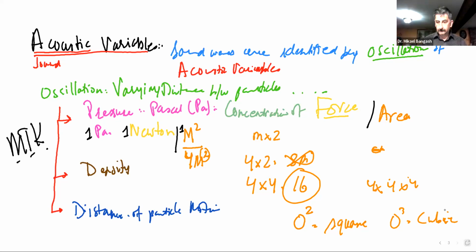So we can say that was mainly your definition of pressure: concentration of force per area. Now, if you think that this is all you need to know, then you are wrong, because the next thing comes.